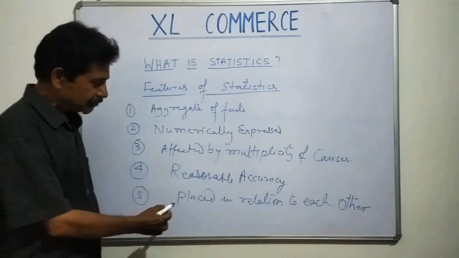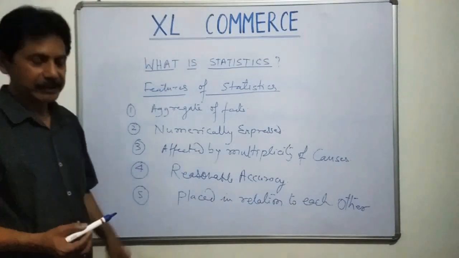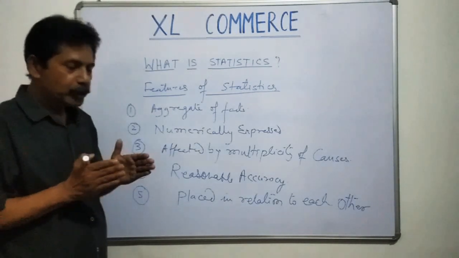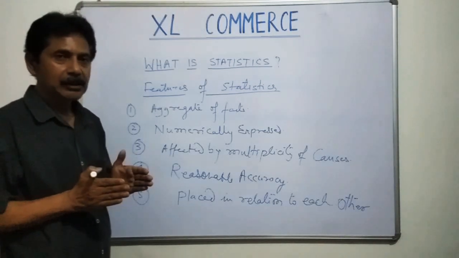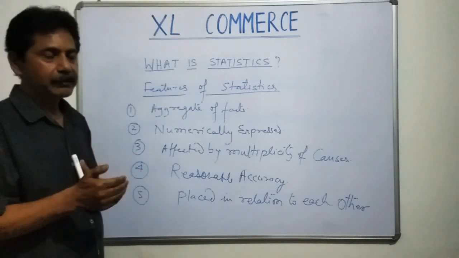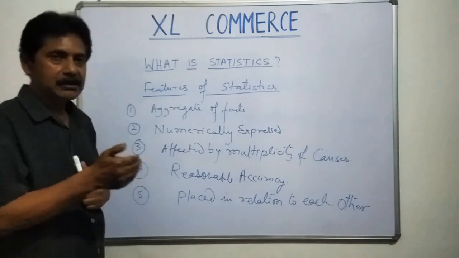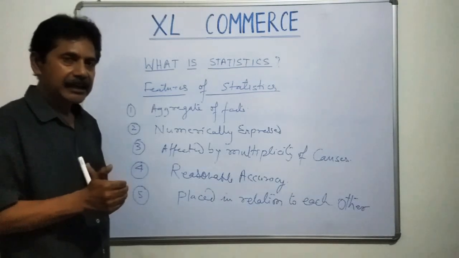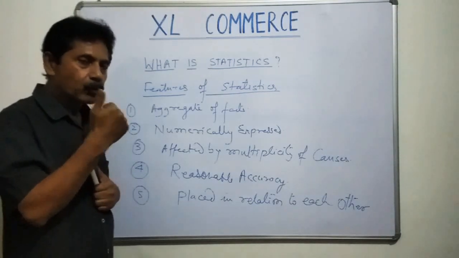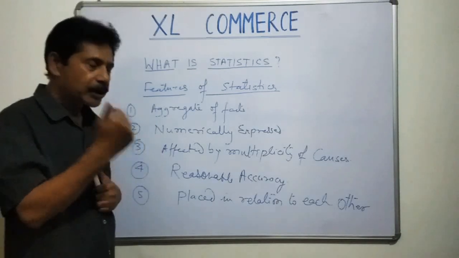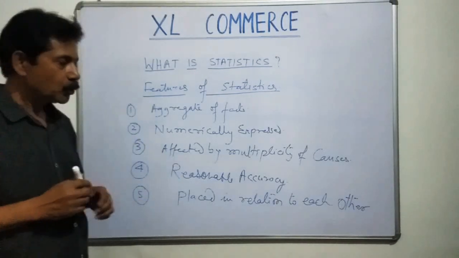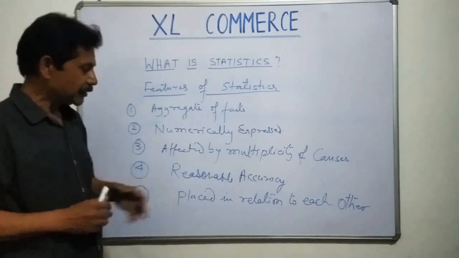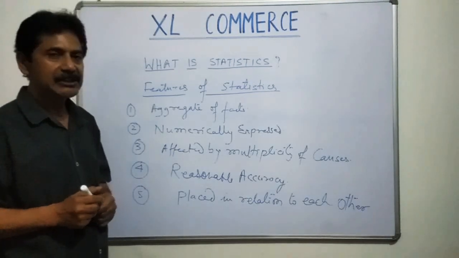And the fifth point is placed in relation to each other. Placed in relation to each other means we always compare the data. Say for example, there are two elements or two products, A and B. If there is a change in A, then in what way does the change occur in B? So we always study comparative data. That is the meaning of placed in relation to each other.